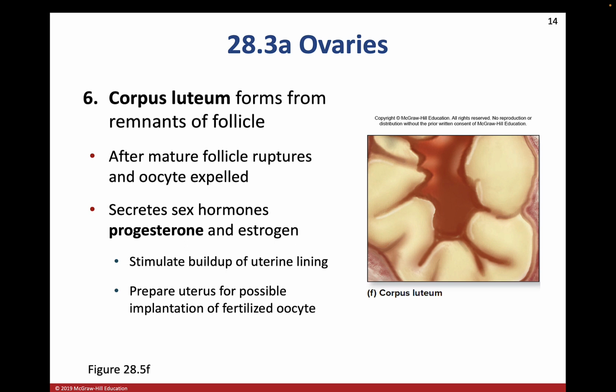The last is the corpus luteum, and this forms from the remnants of the follicle after ovulation. This acts as a temporary endocrine organ, and it is going to be secreting the sex hormones progesterone and estrogen. Now, one thing to keep in mind is that the lining of the uterus is especially sensitive to progesterone. And once we start to see progesterone, we're going to see the buildup of the uterine lining. Really what's happening here is preparation of the uterus for possible implantation of a fertilized oocyte.